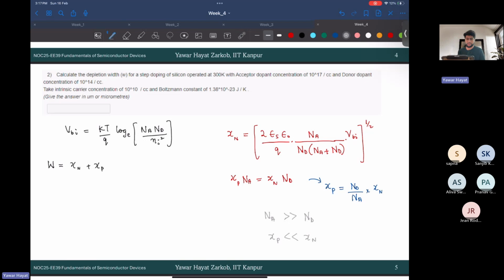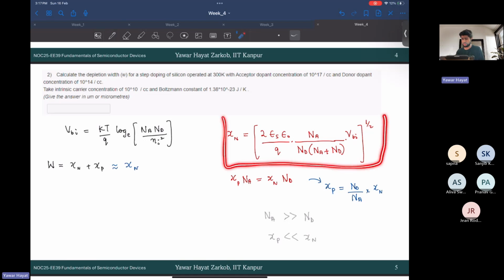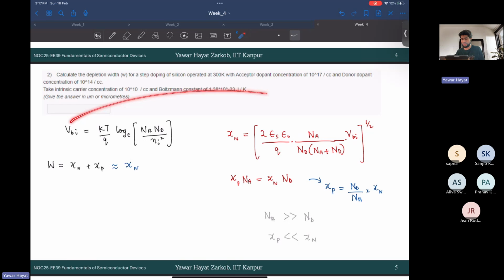Yeah, it's correct. And then what about this? What should my W be approximately equal to? xn, right? I can ignore xp when I take this sum. So my W is xn plus xp, which is equal to xn. So all you need to do is to compute this. First, you need to compute VBI. First, tell me what is the value of VBI that you will obtain, and then we'll plug that here.